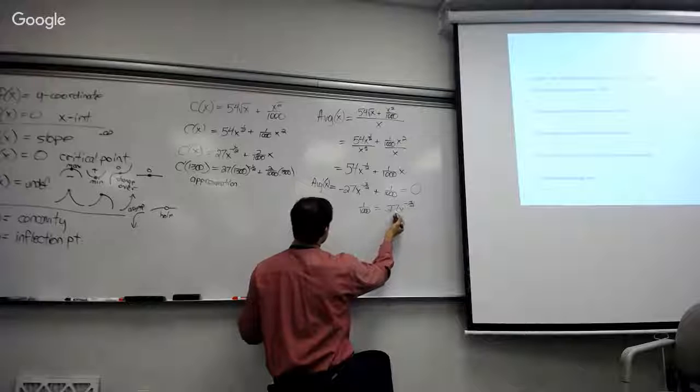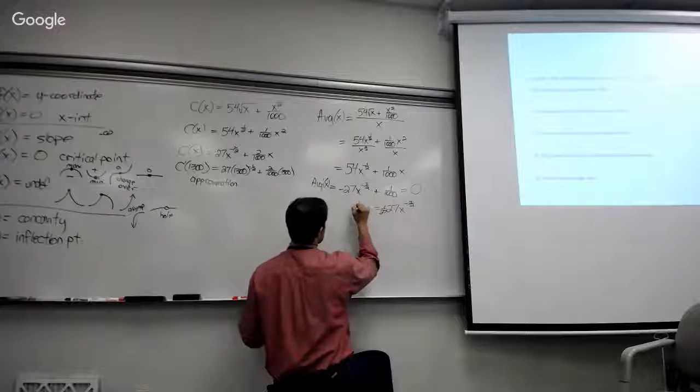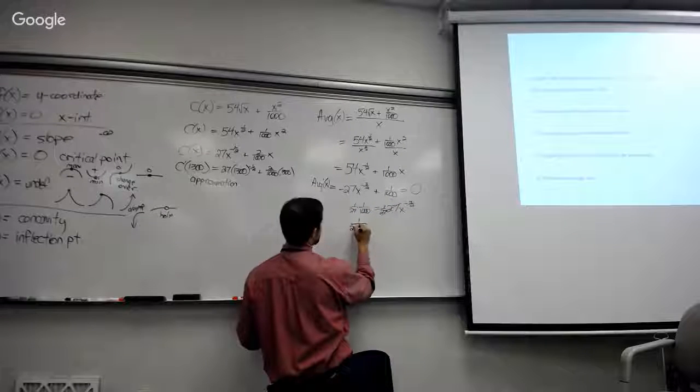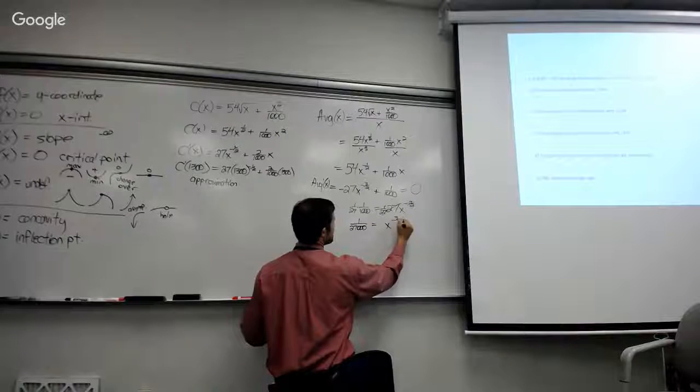If we set this equal to 0, I'm going to move my negative term to the other side. So I have 1/1,000 equals 27x to the negative 3/2. Ooh, this looks a little gross, doesn't it? I want to solve for x, so I'm going to multiply both sides by 1/27. That way those 27s cancel, and I have 1 over 27,000 equals x to the negative 3/2.